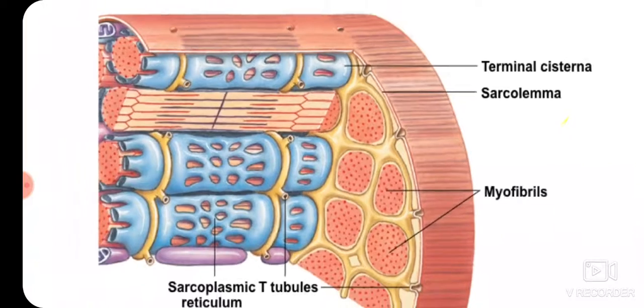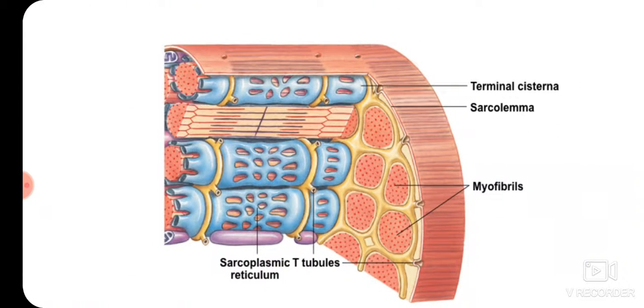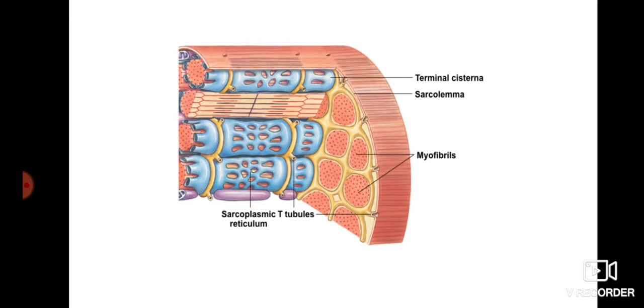They contain calcium ions. Okay, this is the myofibril, that contains thick and thin filaments. This is the sarcoplasmic reticulum. Next we will move to the next slide.